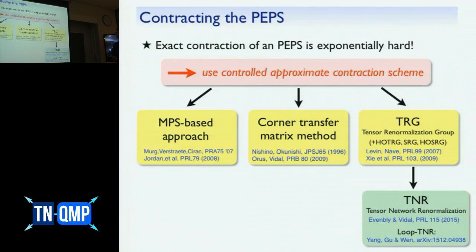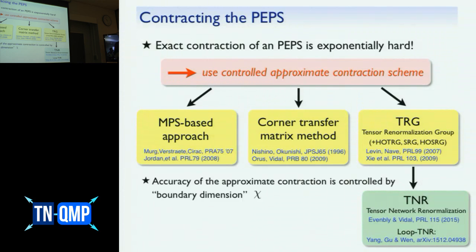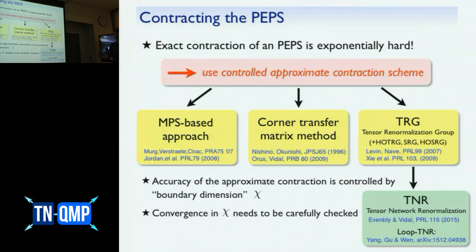Now, I will give you an overview of these methods, what the idea is, but let me first mention what they all have in common. Namely, the accuracy of the approximate contraction is controlled by another bond dimension, so not D, but we call it chi here. So this is a parameter which then controls the accuracy of your approximate contraction. So whenever you contract the network, you have to make sure that things are converged as a function of this parameter chi. Okay, and then the overall cost of these methods scales roughly as D to the power of 10 to D to the power of 14, depending on the method you are using, where chi roughly scales as D squared.